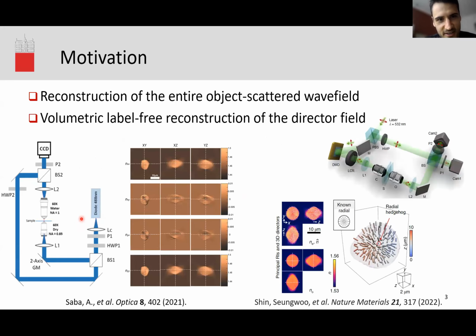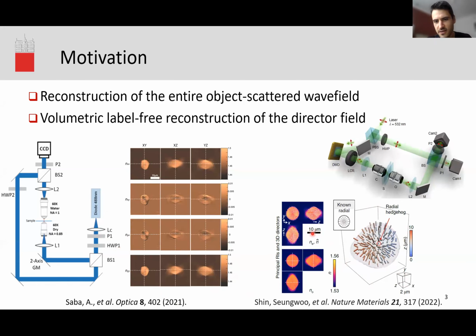So the motivation for using digital holographic microscopy is that it allows reconstruction of the entire object scattered wave field, and with some additional regularizations such as multi-angle illumination, it allows volumetric reconstruction of the entire director field of a liquid crystal in a label-free fashion, which is really nice. This is quite a hot topic, and it has recently been done in transmission mode by two groups, and we see the results here on this image.